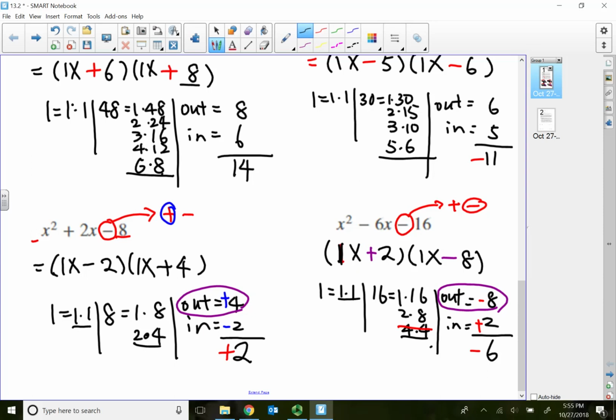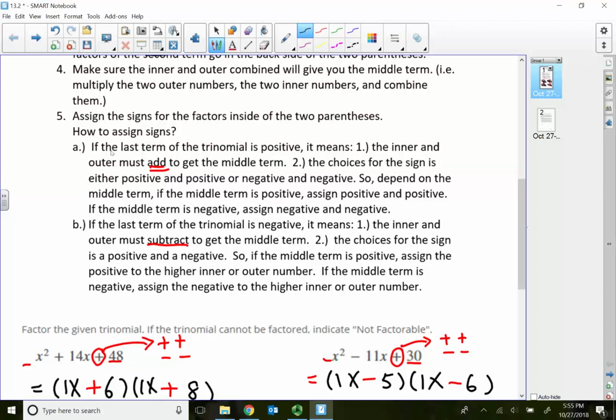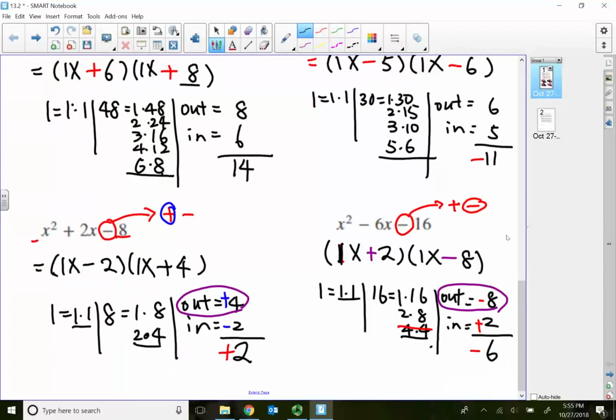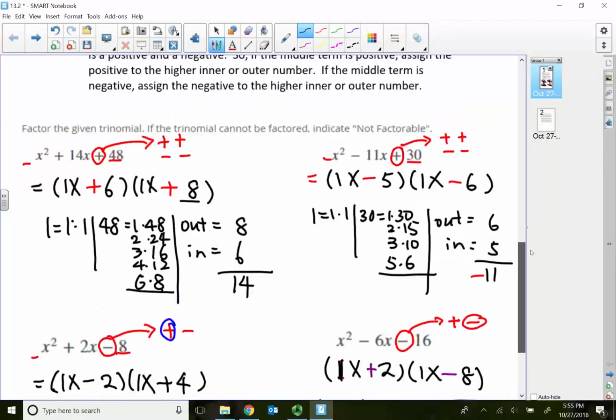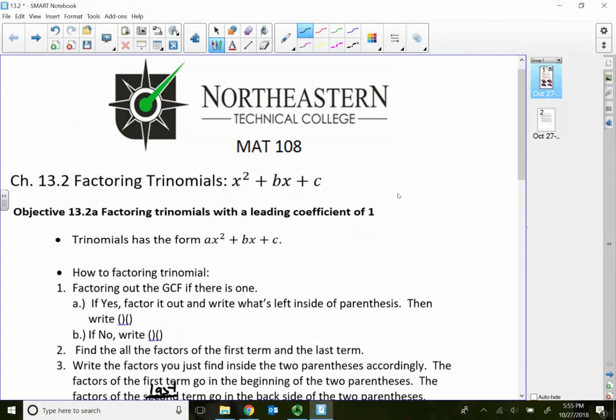So normally I will keep my leading term as positive as I can. The way we do the signs here for step number 5 is actually assuming the first term is always positive, in order for this way of signs to work out every time. All right, that will conclude this quick lecture video on how to factor trinomials where the leading coefficient is 1.